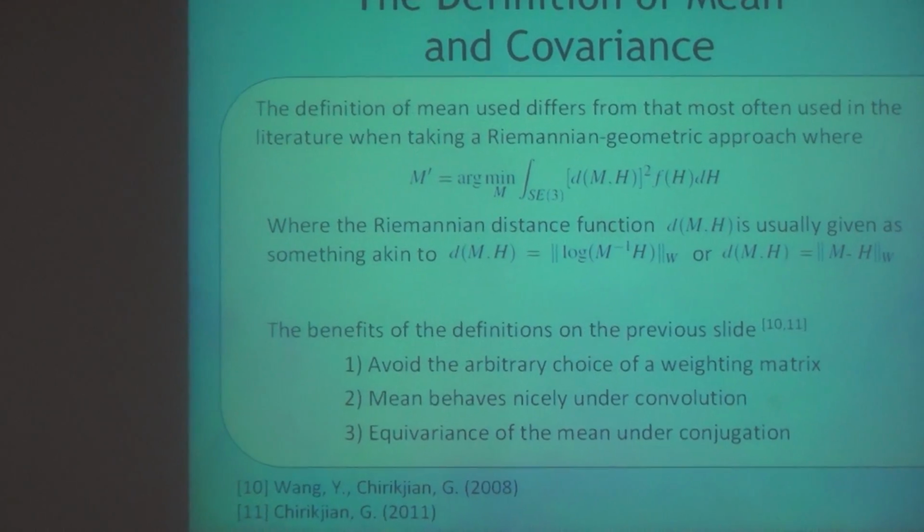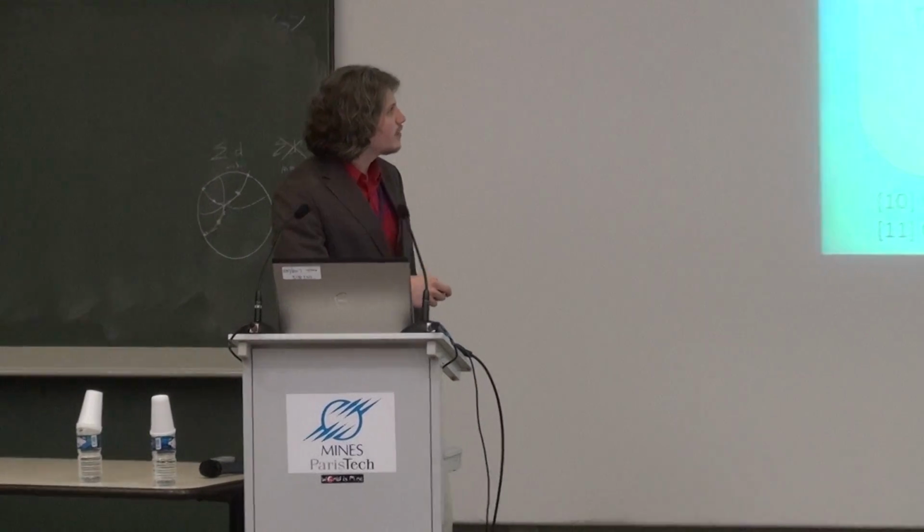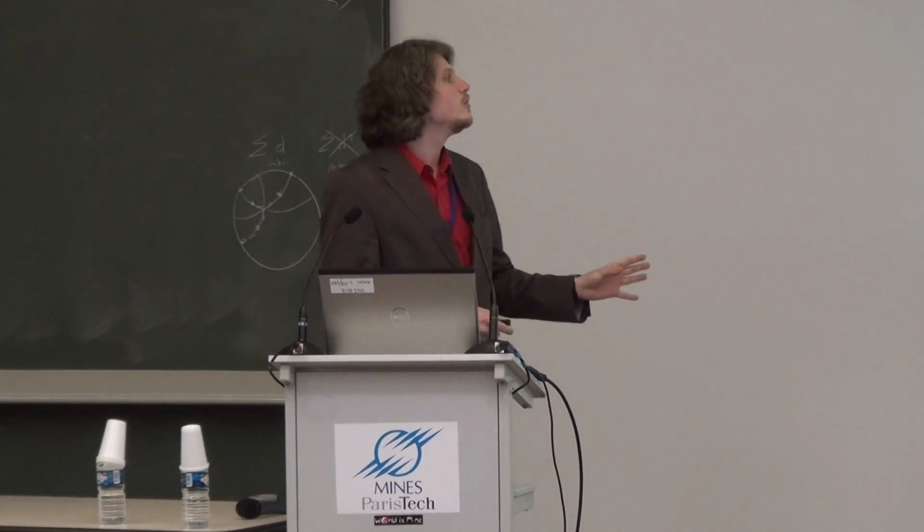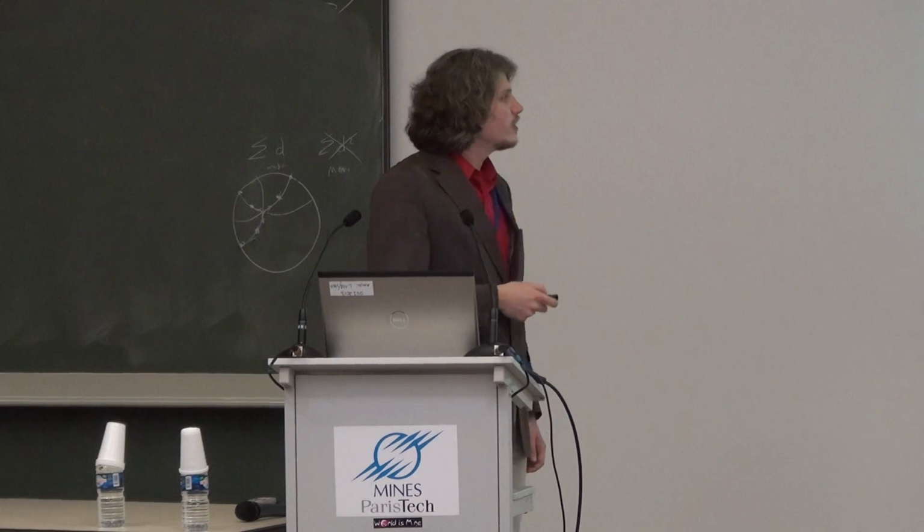The problem is that for each of these definitions of distance, and for this standard definition of mean, there are properties that don't quite work in our favor. We see that there are benefits to the previous definitions that we use over these. One, we avoid the arbitrary choice of this weighting matrix. Additionally, the mean behaves nicely under a convolution, which we'll see in a second. And the covariance of the mean remains under conjugation. For instance, the log of the conjugated mean is equal to the conjugation of the log of the mean.